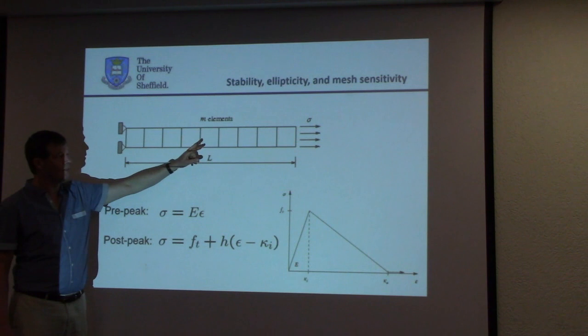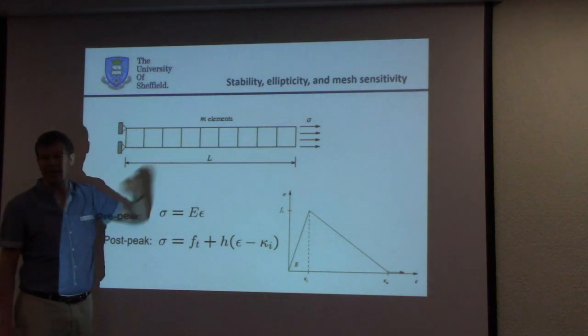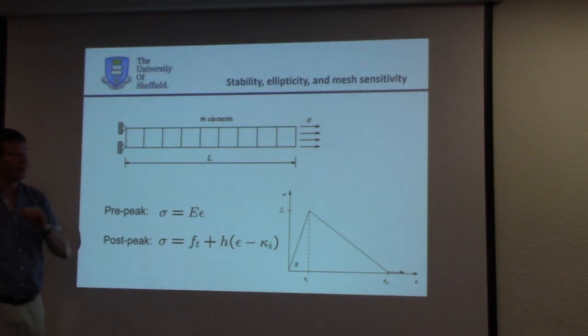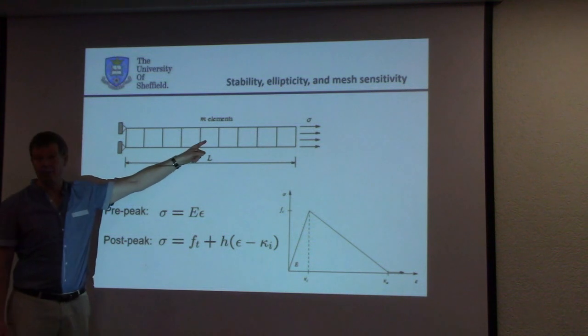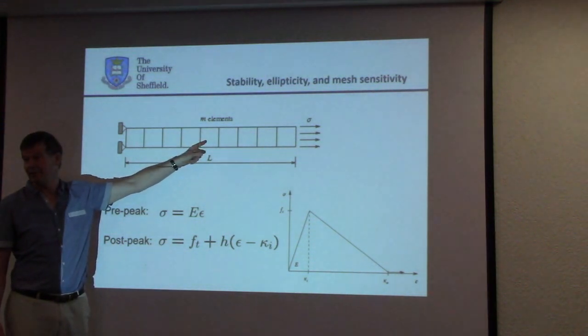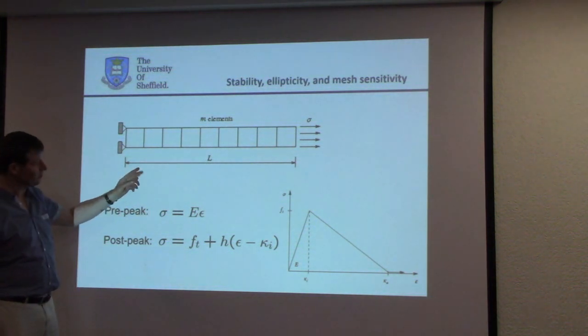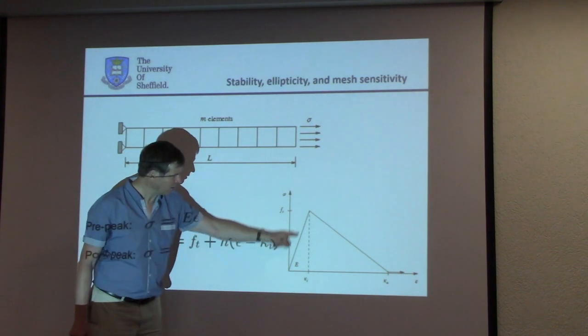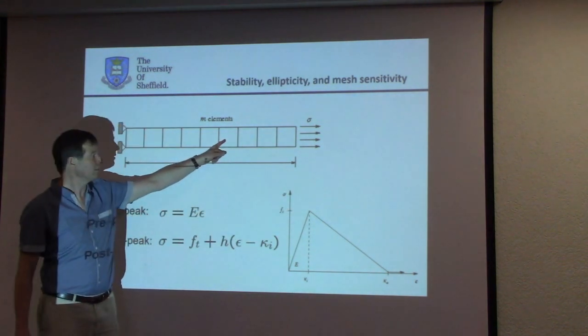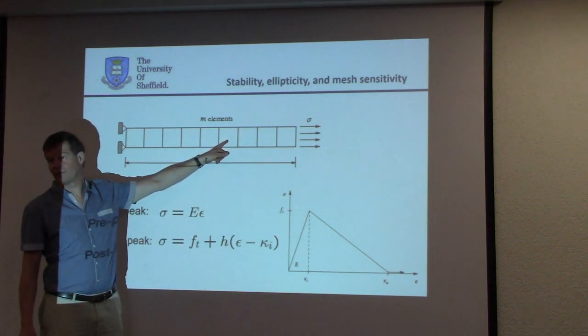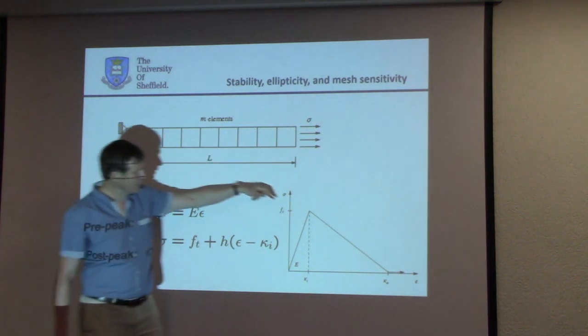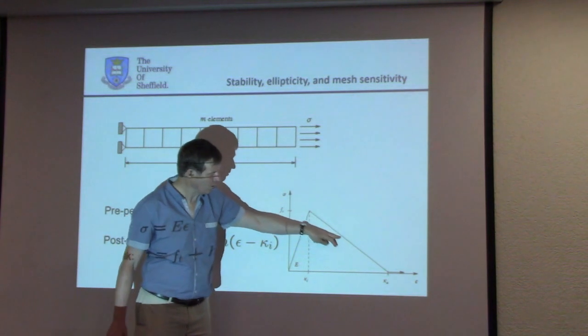is such that we have a slight imperfection. So that means that one of the elements is slightly weaker, say 1%, than the other elements. So we load the bar until the moment that the weakest element fails. So this weakest element then goes on this branch.